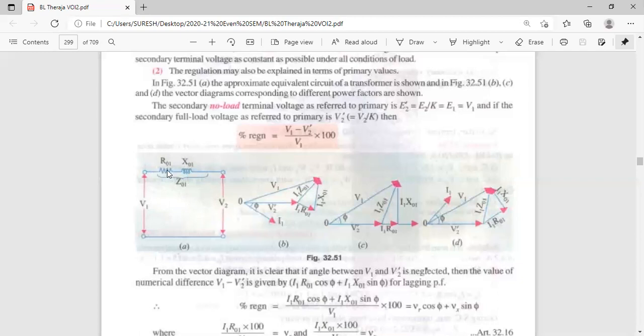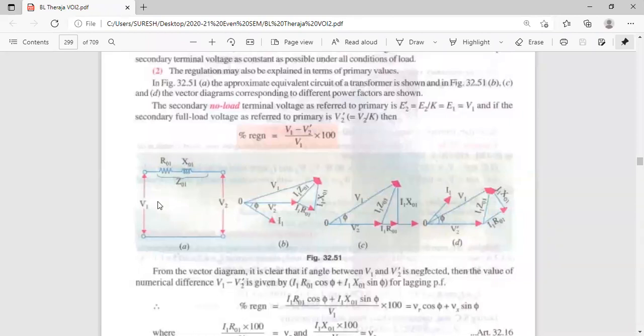If you apply the loop equation, what will you get? V1 is equal to I1 into Z01 plus V2. Is it okay? V1 is equal to I1 into Z01 plus V2. Therefore V1 minus V2 is equal to I1 into Z01. Is this okay? Any doubt in this?